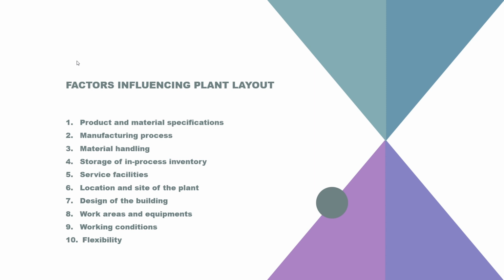Sixth point is location and site of the plant. The site which has been selected has great influence while preparing the layout. A plant has to get raw material from the source and to send the products to the market. So the receiving department and the shipping department must be properly located so that there will not be any problem between the shipping and receiving.